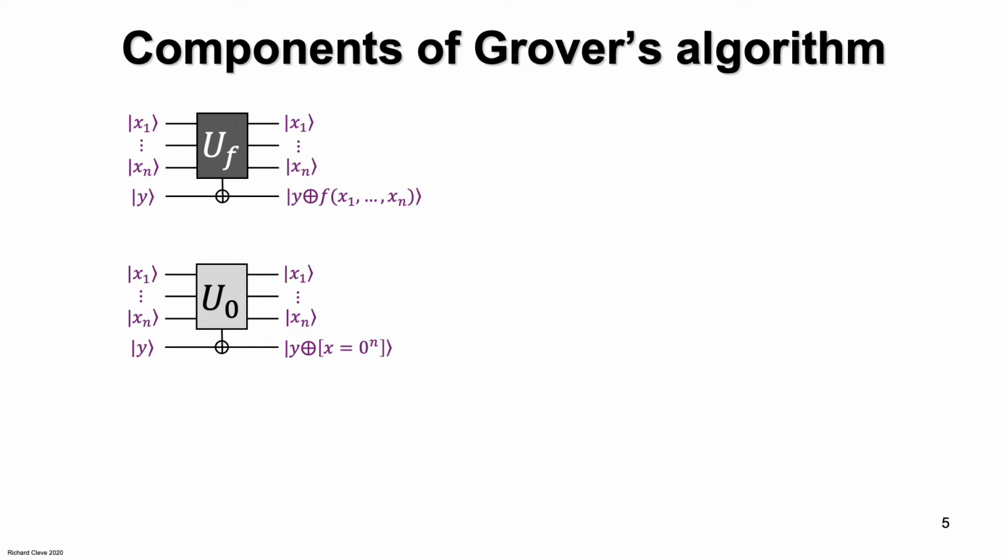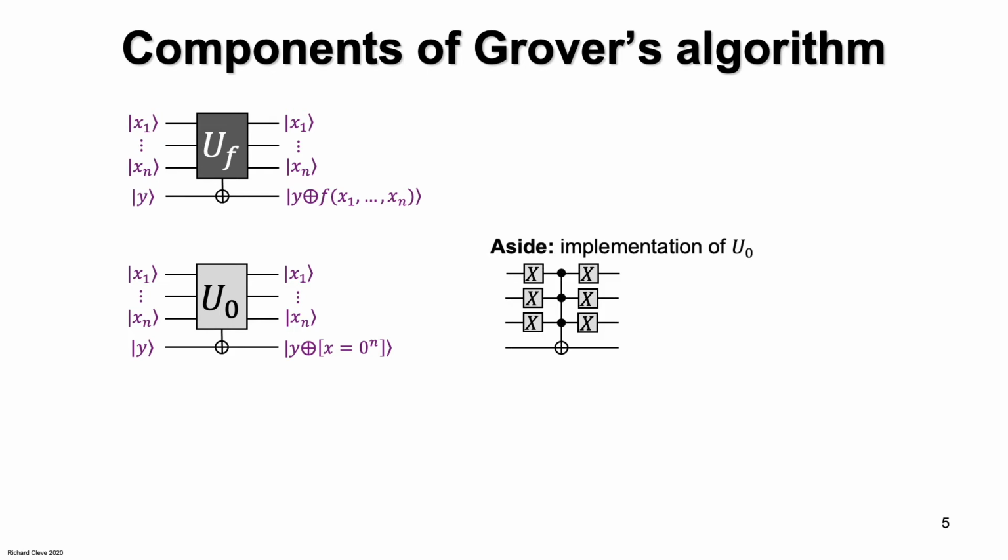As an aside, we might think about whether or not this is easy to implement in terms of 1 and 2 qubit gates. U0 is similar to an n-ary Toffoli gate, which flips the target if and only if n control qubits are all in state ket 1. But it should flip if and only if all control qubits are in state ket 0 instead. This is achieved by conjugating the n-ary Toffoli gate with NOT gates.